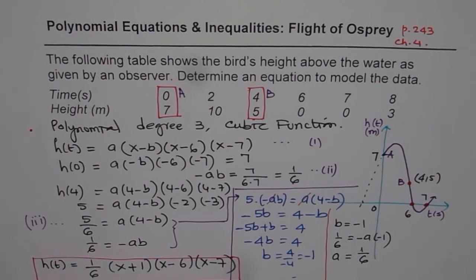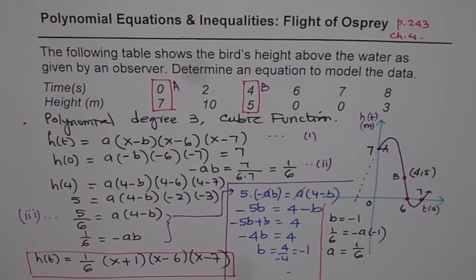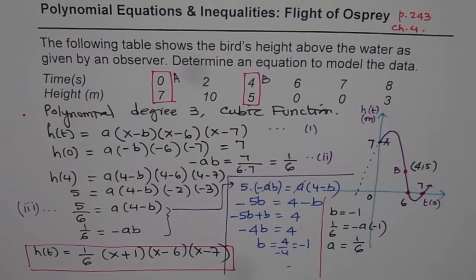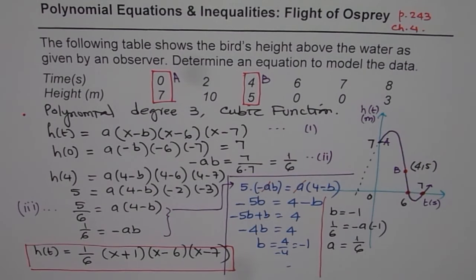Now, once you know this equation, let me just push this page slightly more forward so it's absolutely clear, right? We can do rest of the parts. Now, let me read those parts for you. So, according to your model, how long was the osprey underwater? Well, it is 6 to 7, but we can find from here also.